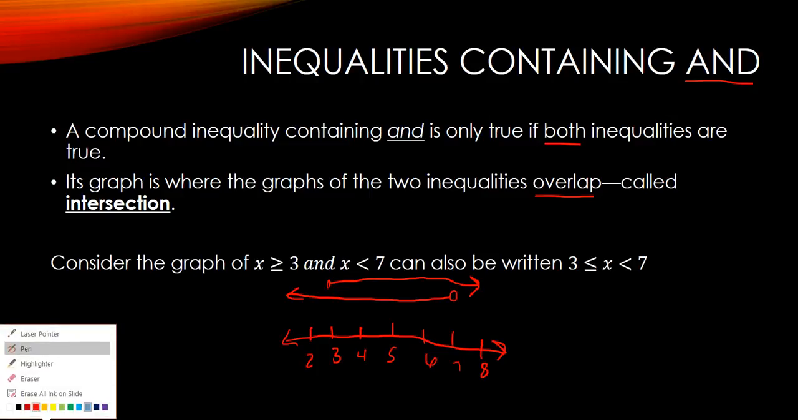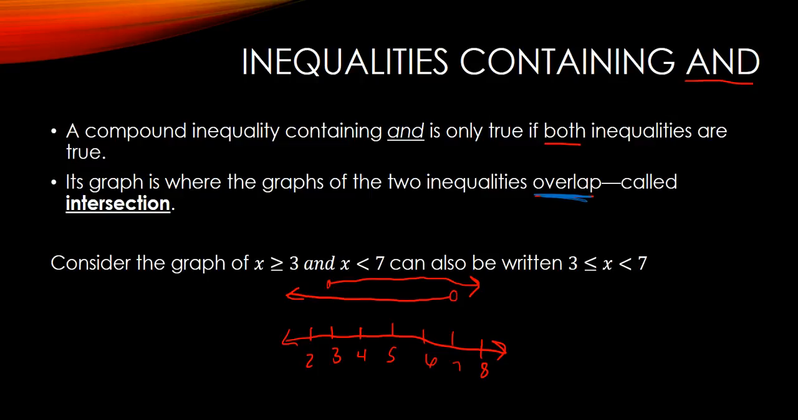Now my graph that I want, again, is that overlap or that intersection. So I can see the graphs overlap between these 2 points from 3 to 7. So my actual graph would be a closed circle on 3, open circle on 7, and that overlap that's shaded in the middle. It can also be written this way. If you see it that way, that's implied to be an "and". You can read that as x is greater than or equal to 3, and x is less than 7. If it's combined together, that's automatically going to be an "and" problem.